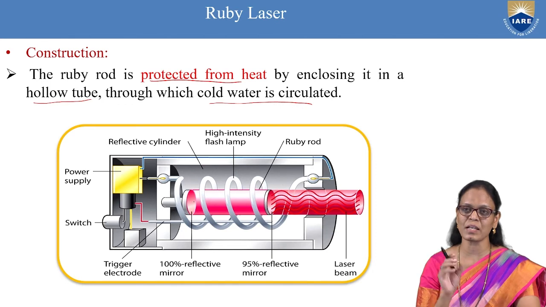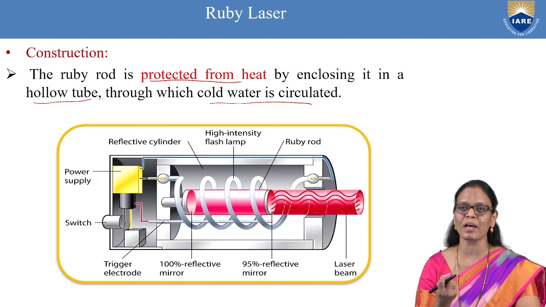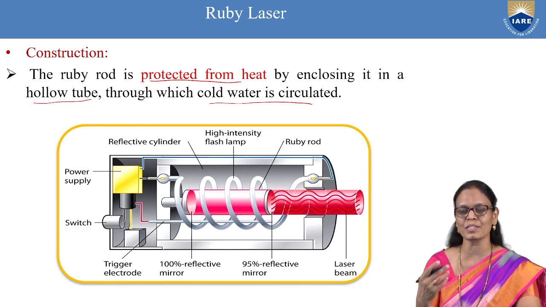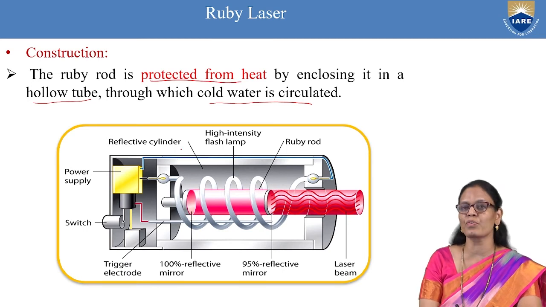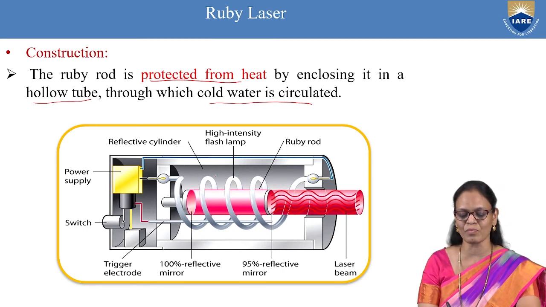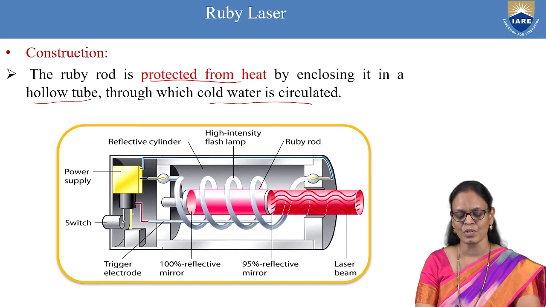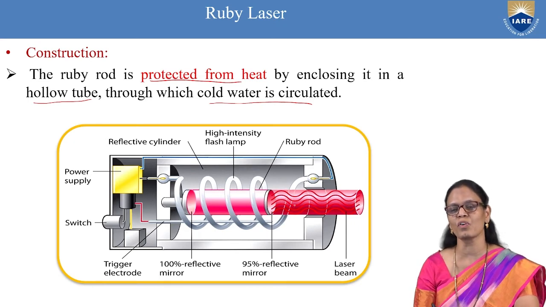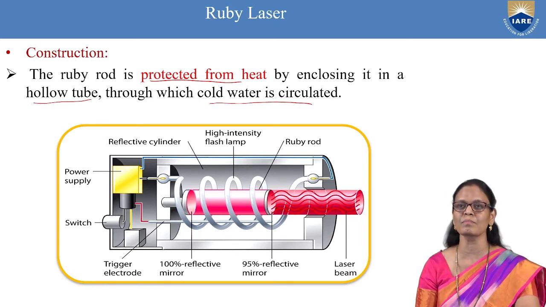When the flashes are coming out, that means the energy is being emitted. The ruby rod absorbs some of the energy, some of it is transmitted, which creates a lot of heat. To cool it, we use a hollow tube through which cold water is circulated. There will be an inlet for the water. Cold water comes in, and when it gets heated up, it passes out. So there will be a continuous flow of cold water which keeps the system cool.